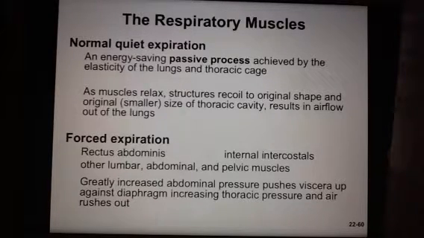So normal quiet expiration is an energy-saving passive process, and it's based on the elasticity of the lungs. And as the muscles relax, the structures recoil to their original shape and smaller size of the thoracic cavity. So we're going to talk both about pressure and that volume, but the volume getting smaller absolutely does push the air out of the lungs.